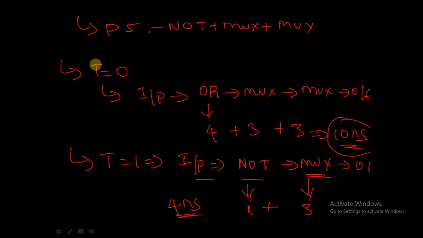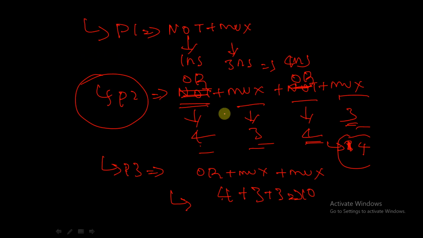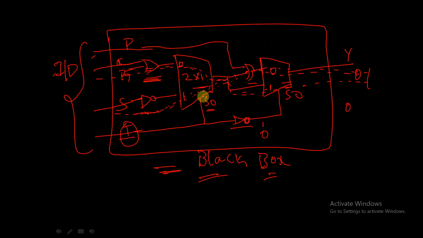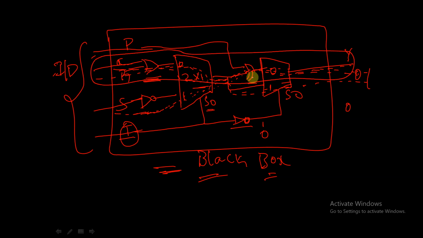So after considering the select line, we can see that this path is not getting selected at all: OR plus MUX plus OR plus MUX. Is it clear? I will show that path. So this is basically a false path. What is happening is this path is not at all getting selected. OR plus multiplexer plus OR plus multiplexer plus output.